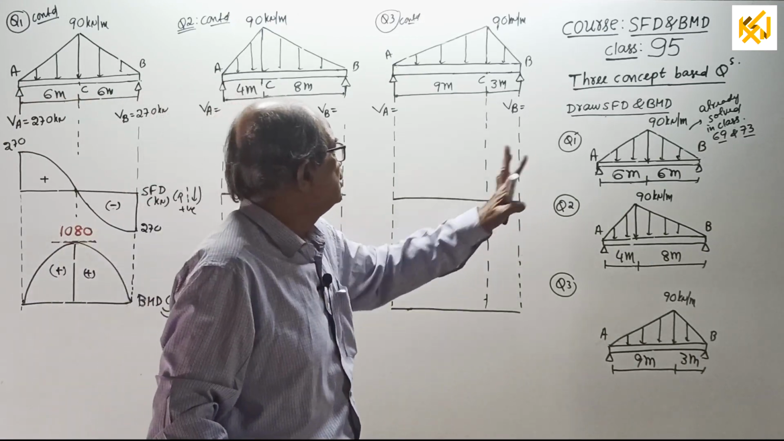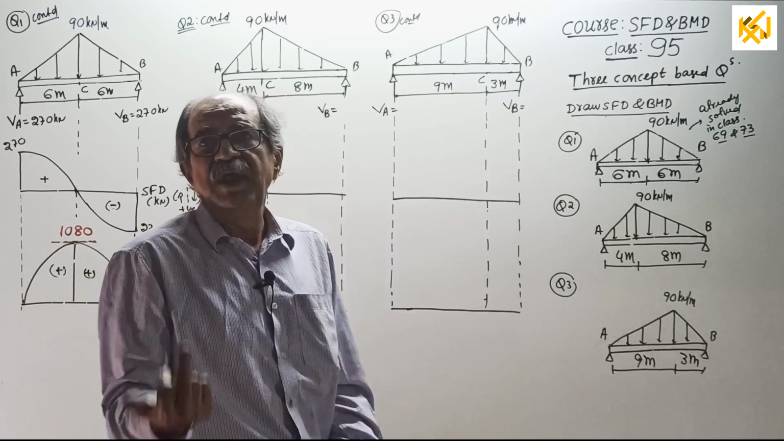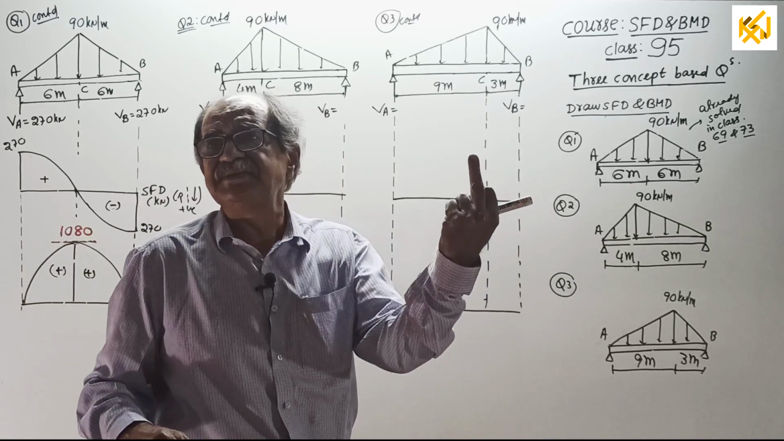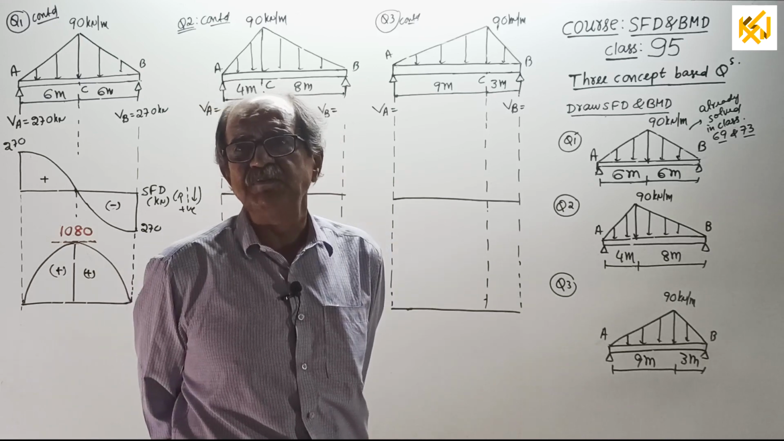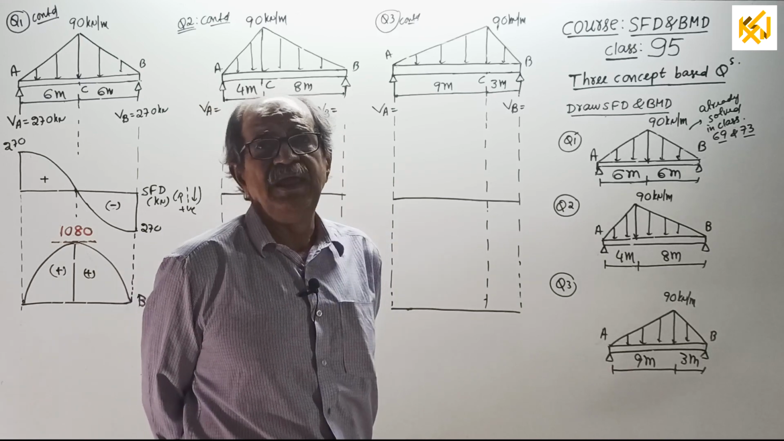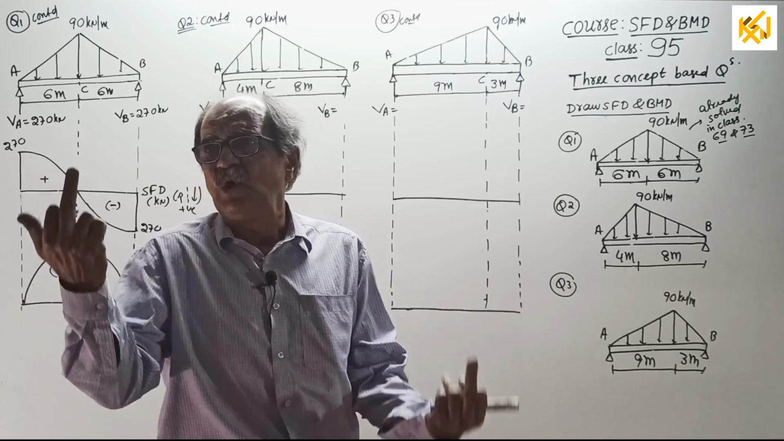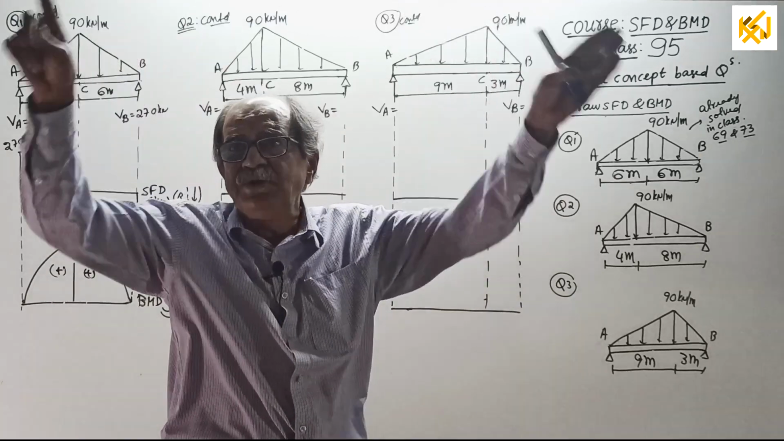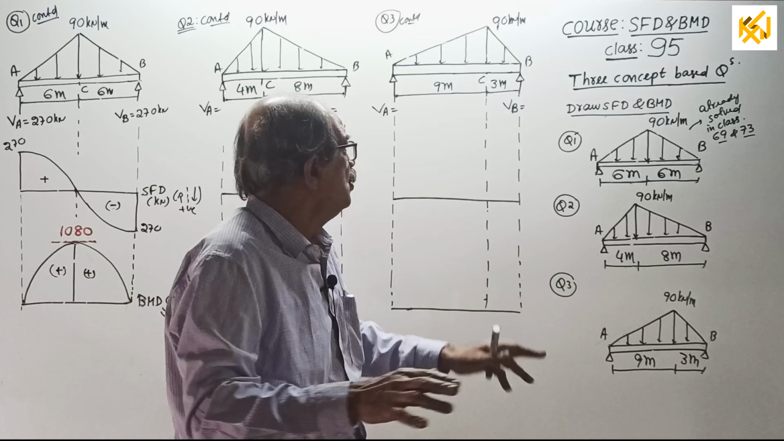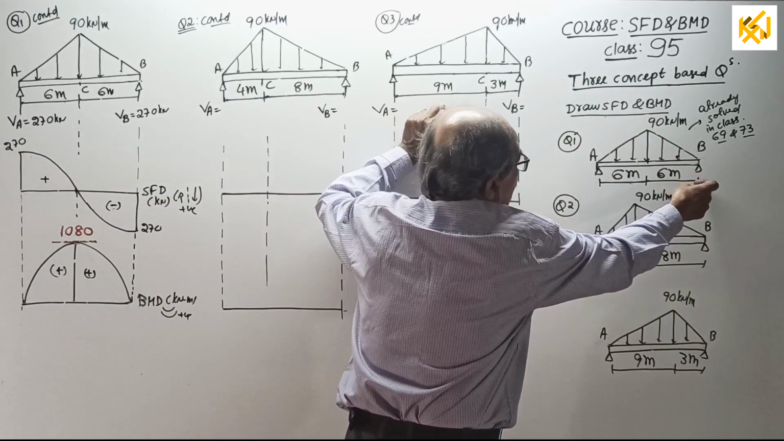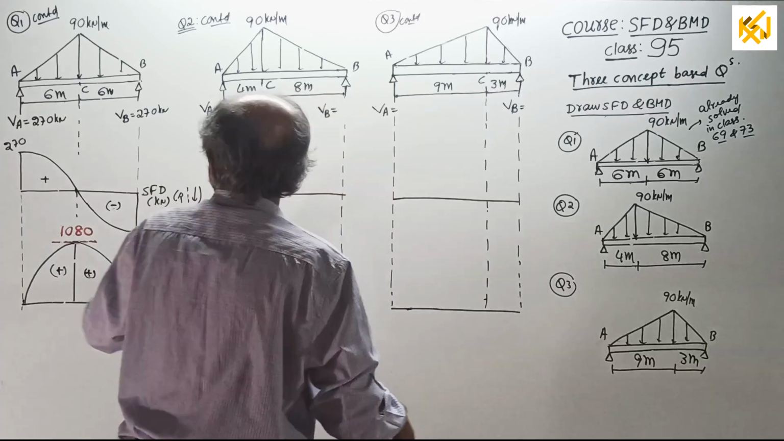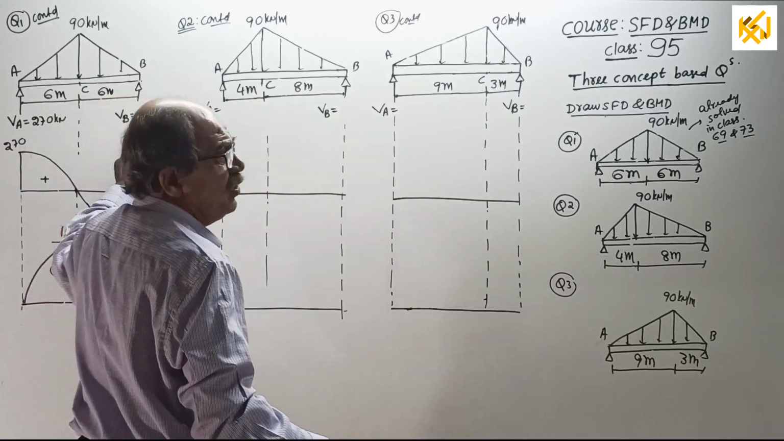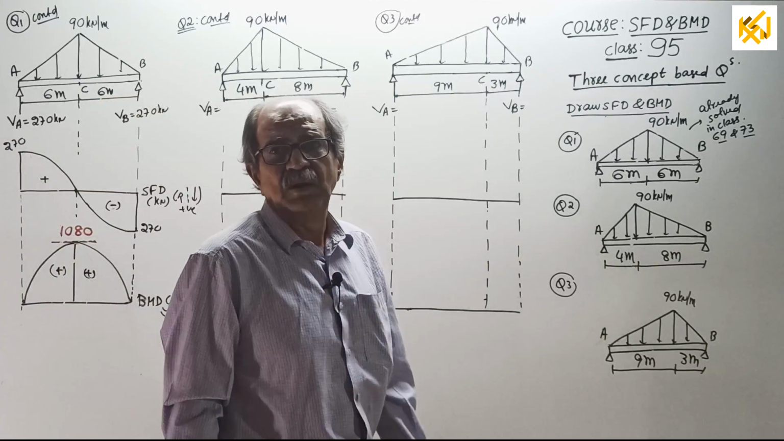Okay, start. Question 1, reactions. VA equal to VB, symmetry is there. Therefore, no need of applying sigma M0, sigma V0. Directly apply VA equal to VB equal to total load on the beam divided by 2. Total load equal to half into 12 into 90, divided by 2, each reaction will come 270 kilonewton. That is question number 1.